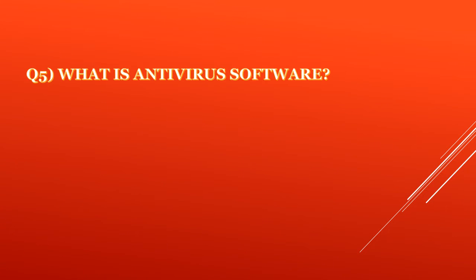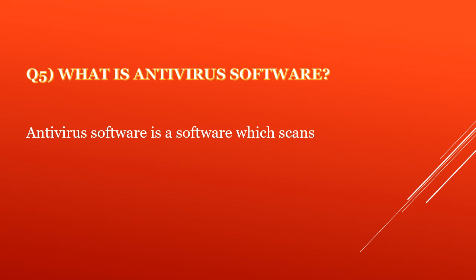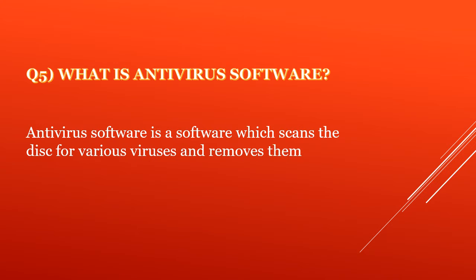Now, moving on towards question 5, what is antivirus software? Antivirus software, we all are aware about it. Just need to write down the definition. Antivirus software is a software which scans the disk for various viruses and removes them. So many examples are also there. Very common examples given in your book are Norton, AVG, Avira.